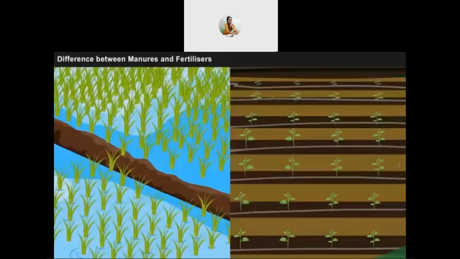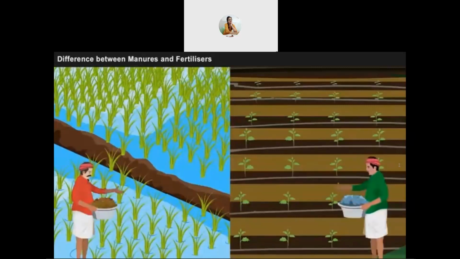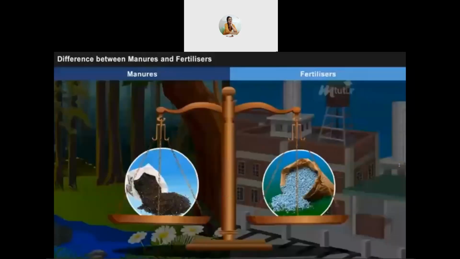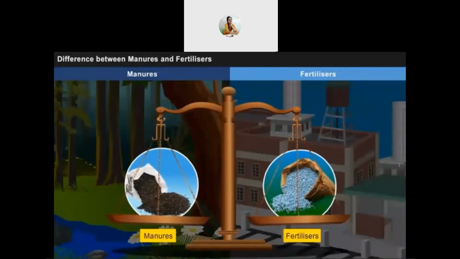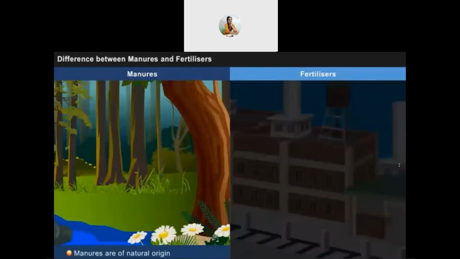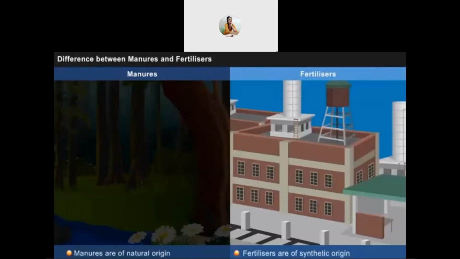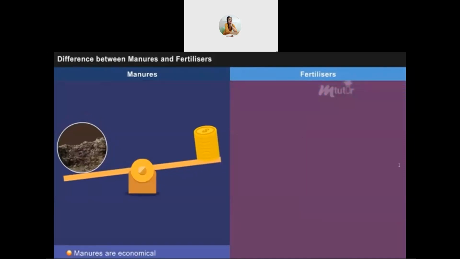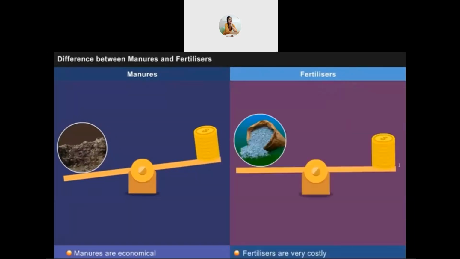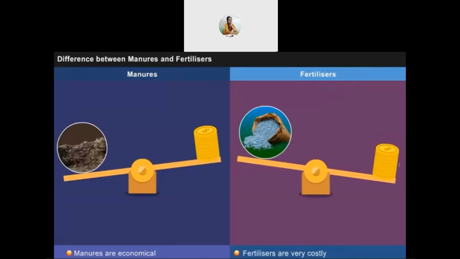Now, let us discuss the differences between manures and fertilizers. It is very necessary to know the differences in order to apply them based upon the cultivation requirements. Some of the major differences between manures and fertilizers are: manures are of natural origin, whereas the fertilizers are of synthetic origin. Manures are economical, whereas fertilizers are very costly.